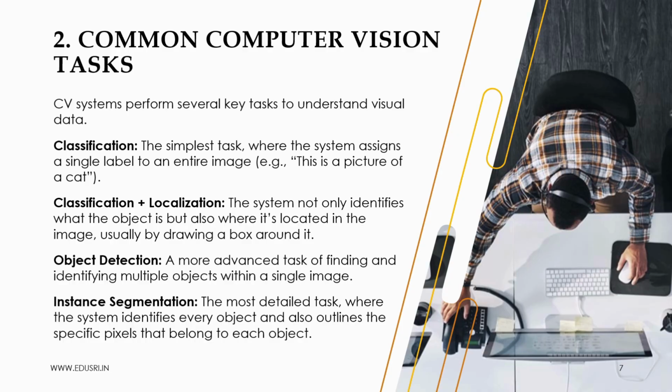Finally, we have instance segmentation. This is a highly detailed computer vision task. The system identifies every individual object and also determines the specific pixels that belong to each object. So, the four important computer vision tasks we have discussed are classification, classification plus localization, object detection, and instance segmentation. As we move from classification to instance segmentation, the level of detail and understanding provided by the computer vision system increases.